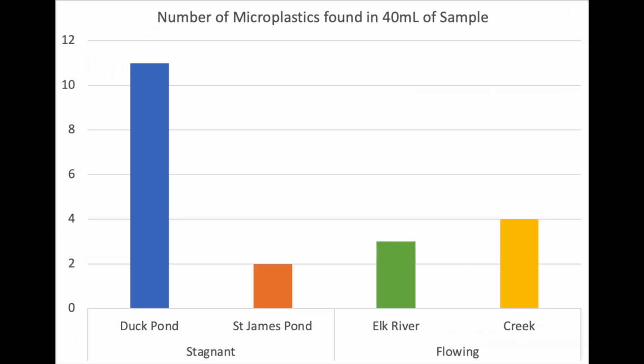The 4 different bodies of water resulted in a variation in the number of present microplastics. The Duck Pond, stagnant, had 11 pieces of microplastic. St. James Pond, stagnant, had 2 pieces. The river, flowing, had 3 pieces, and the creek, flowing, had 4 pieces of microplastic.